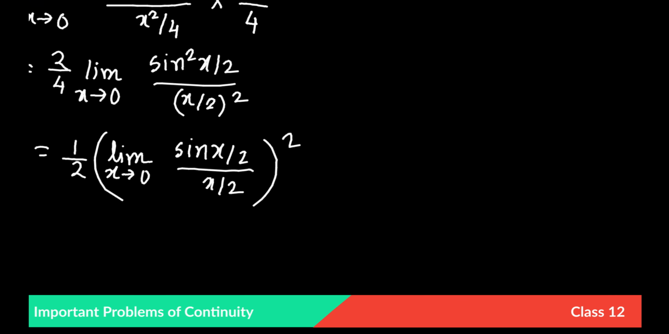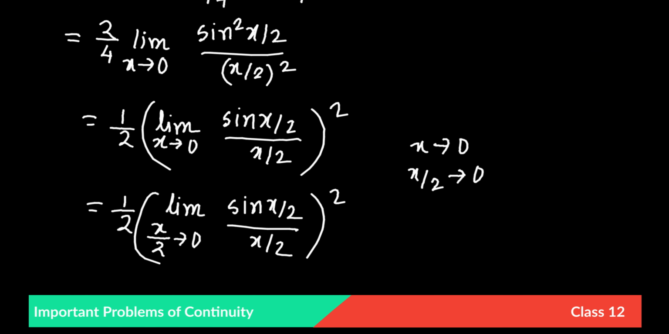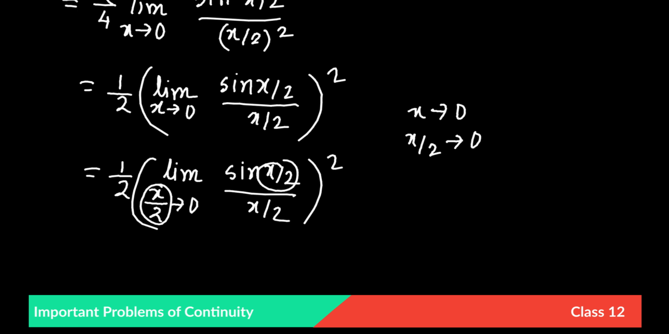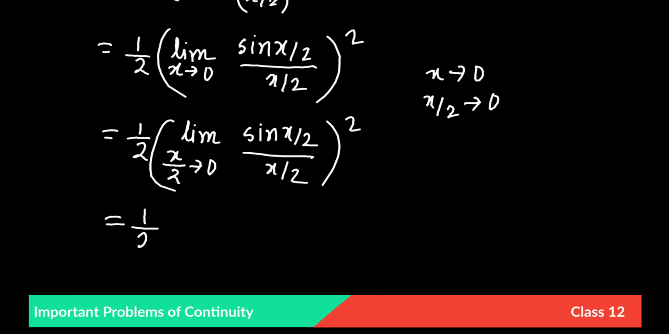Now here you see x is tending to 0, so x by 2 will also tend to 0. Okay, so in the next step we can write that limit x by 2 tends to 0, sine x by 2 by x by 2 whole square. Okay, since for limit x tends to 0 sine x by x, this and this should be same. Okay, for that we have to write this. Now for that I have written limit x by 2 tends to 0, sine x by 2 by x by 2. Okay, so this total is actually what?